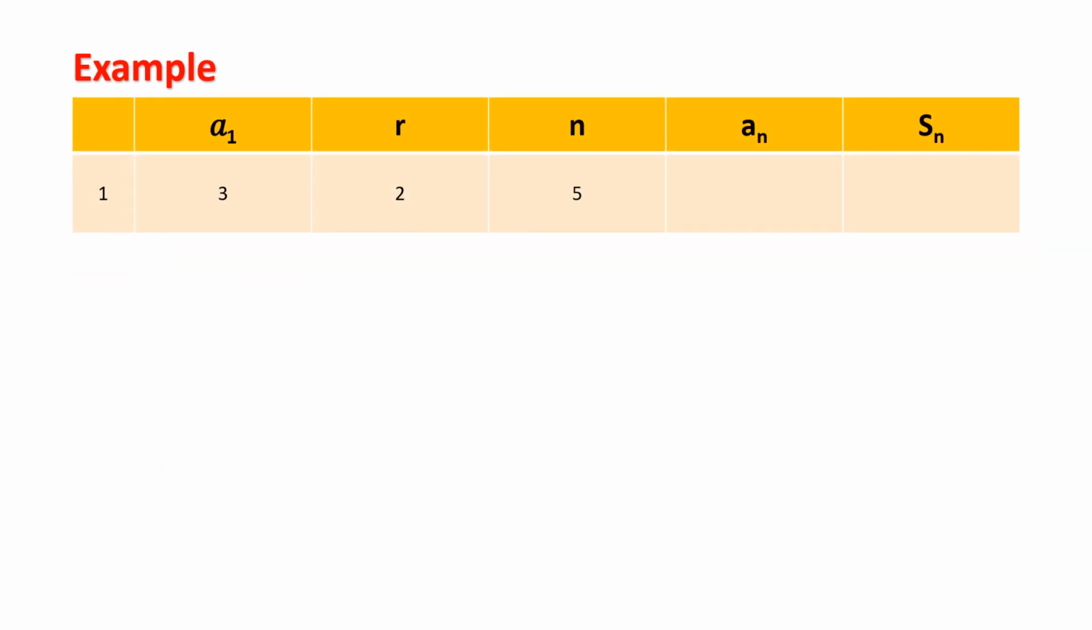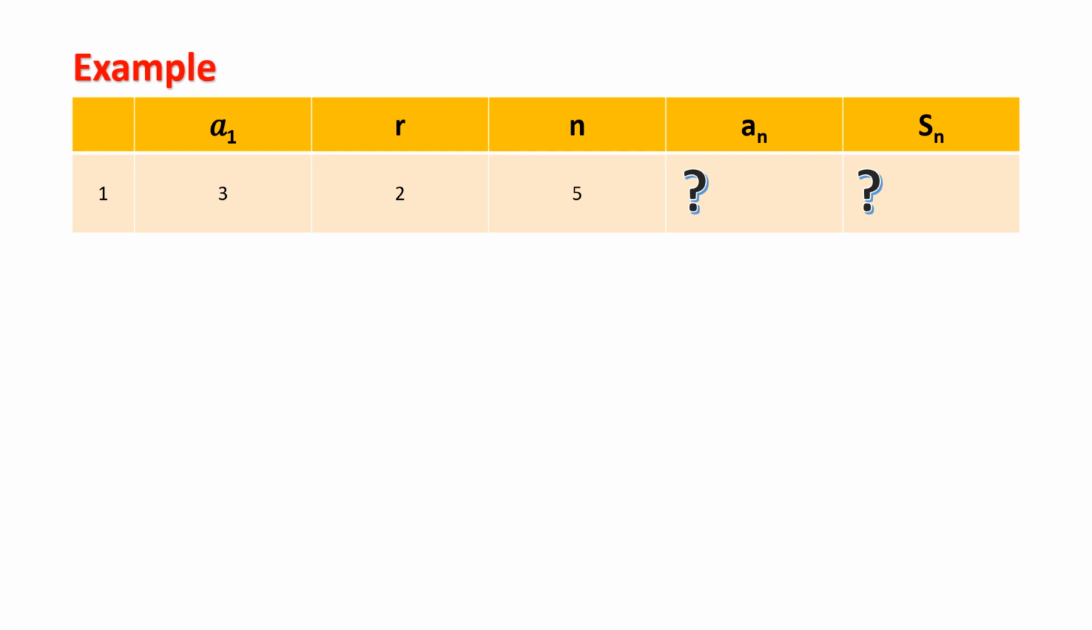Okay, so I have here an example. Given the information here, a sub 1 is 3, r is 2, while n is 5. So we are going to solve for a sub n as well as S sub n. For a sub n, it deals with a geometric sequence. We are sure that this is a geometric sequence since the given is a common ratio.